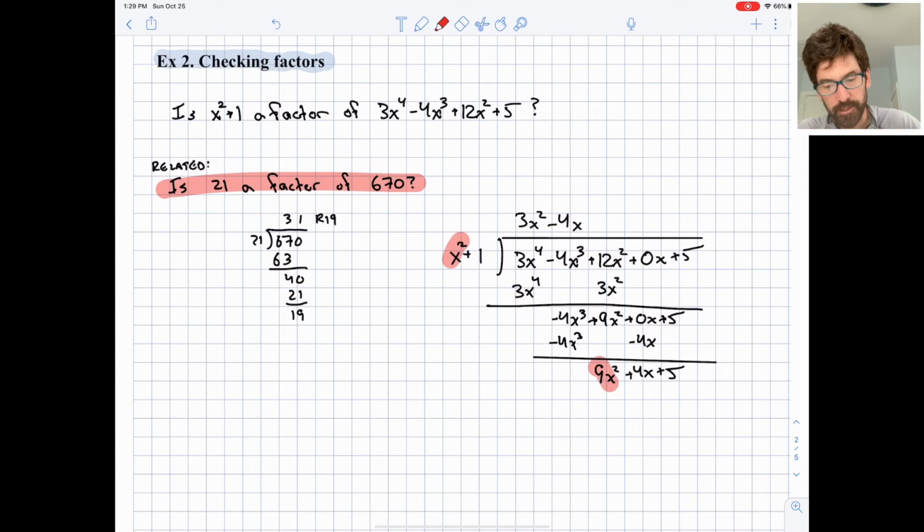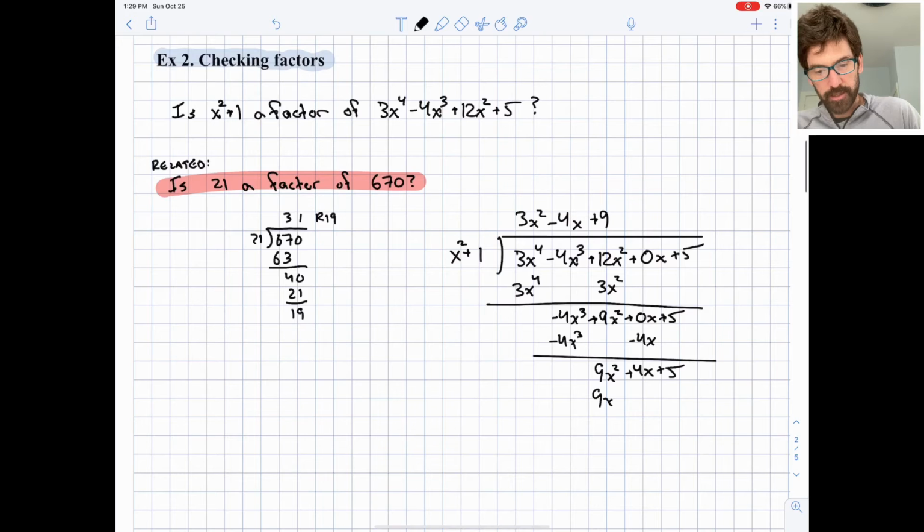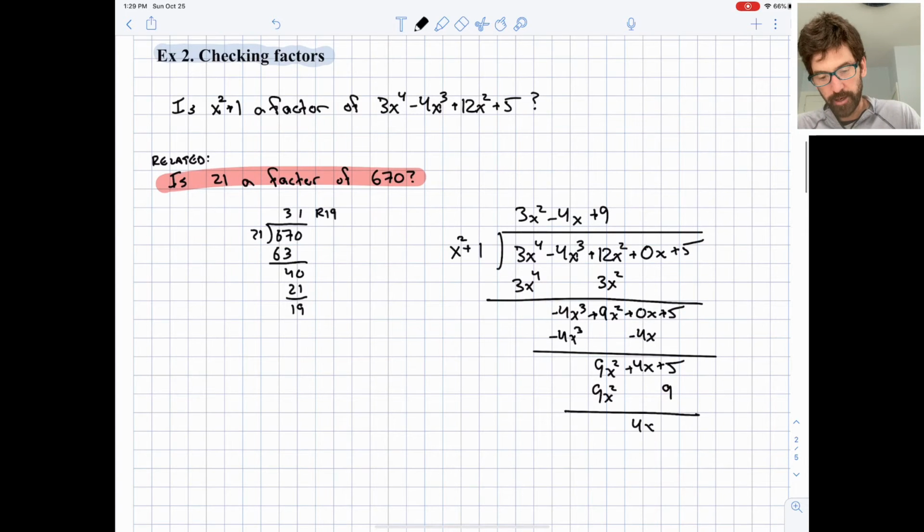Again, just the leading terms. Does x squared go into 9x squared? It does. It goes in 9 times. And 9 times x squared is 9x squared. 9 times 1 is 9. We could subtract. And we are left with a 4x minus 4.